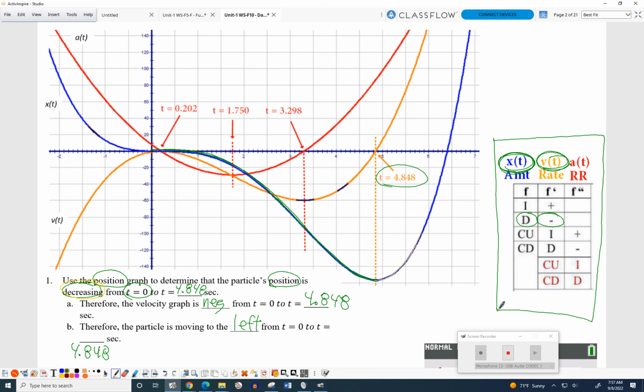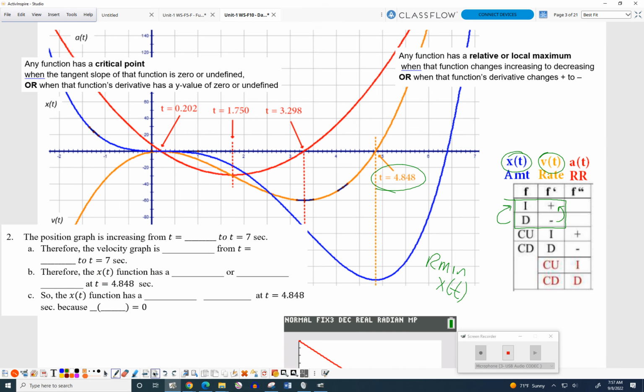Number 2. A couple of definitions here. The first definition we'll talk about is over here on the right. It says any function.